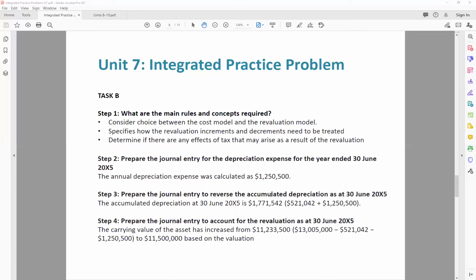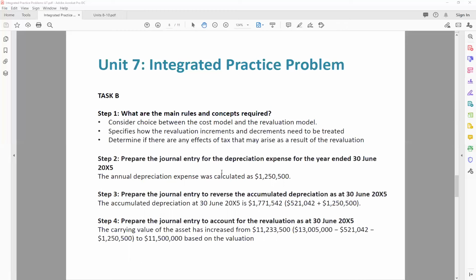Okay, so then if we have a look at task B, which requires us to complete the journal entries for the next year, so from X4 to X5. We are told that the company uses the revaluation method, and by doing so, we need to think about what information we need. So what is the fair value? What is the tax rate? And a lot of that has been supplied by the question itself.